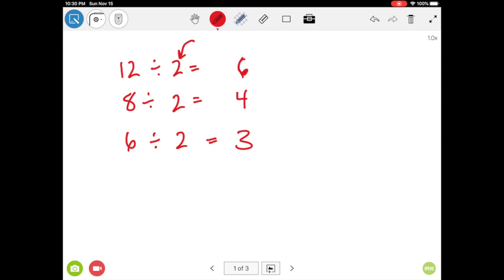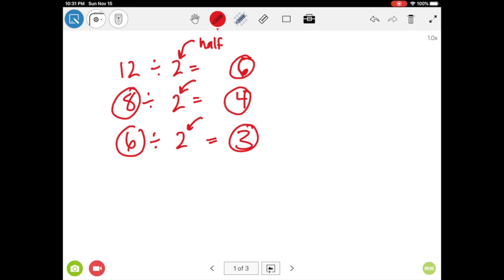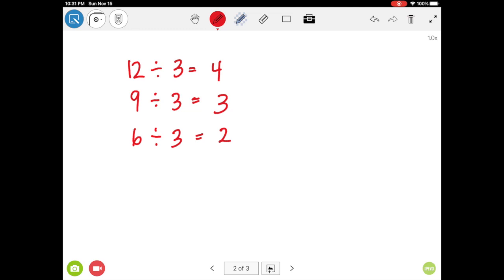by 2, we are basically taking half of that number, right? Half of 12 is 6. Half of 8 is 4. Half of 6 is 3. So when we're dividing by 2, we're taking half of the number. When we're dividing by 3, then, we're taking a third of the number.